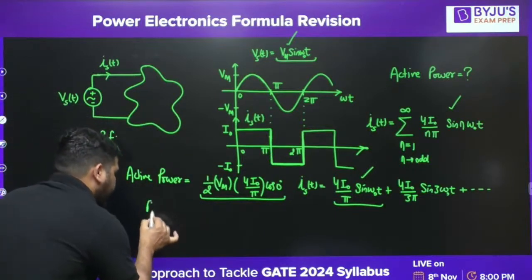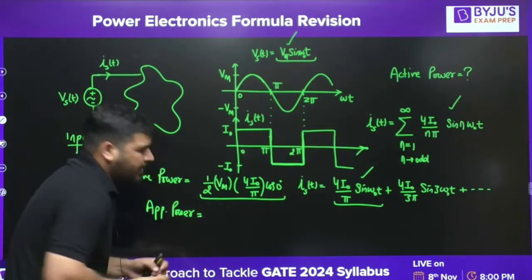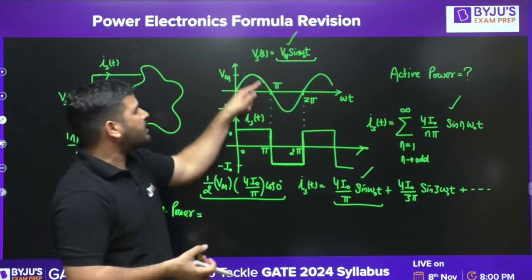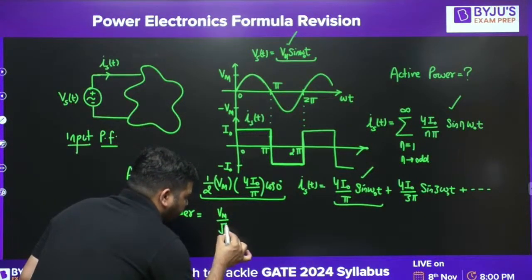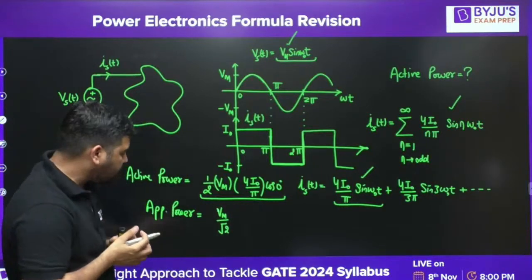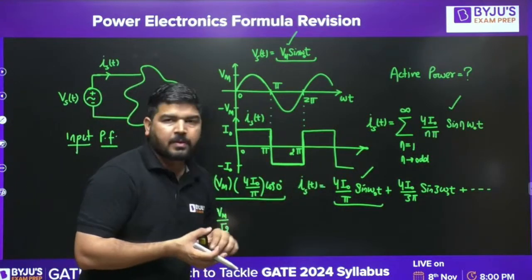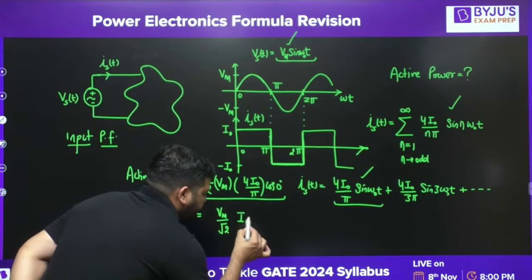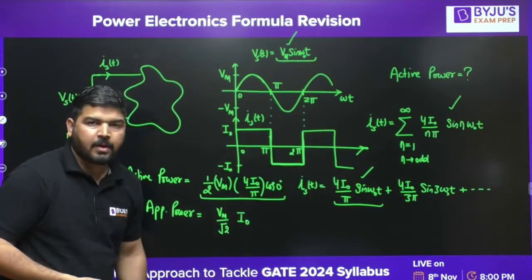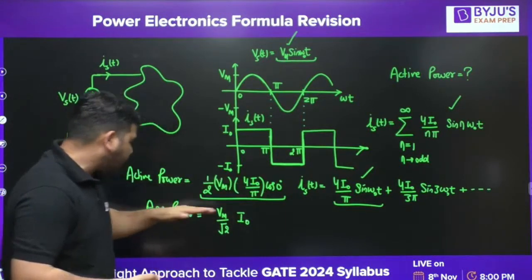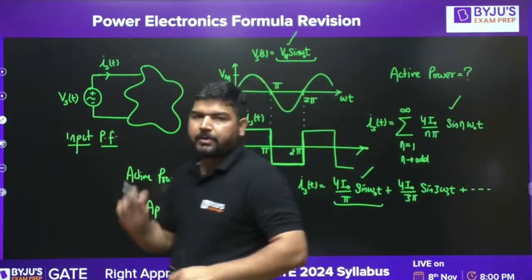Now what is apparent power? Apparent power is the VS RMS, which is Vm by root 2, into the RMS value of iS(t). The RMS value of this iS(t) is I naught itself. So we have active power, we have apparent power. Let's take the ratio, and we'll find the input power factor.